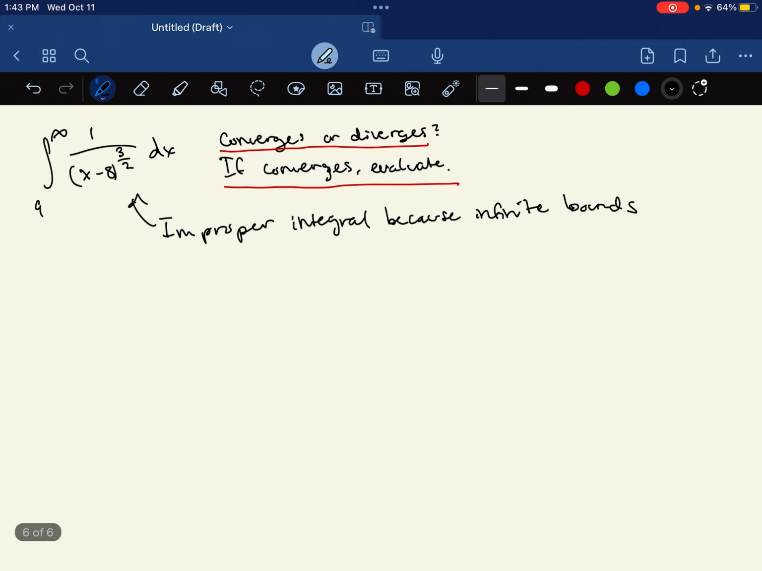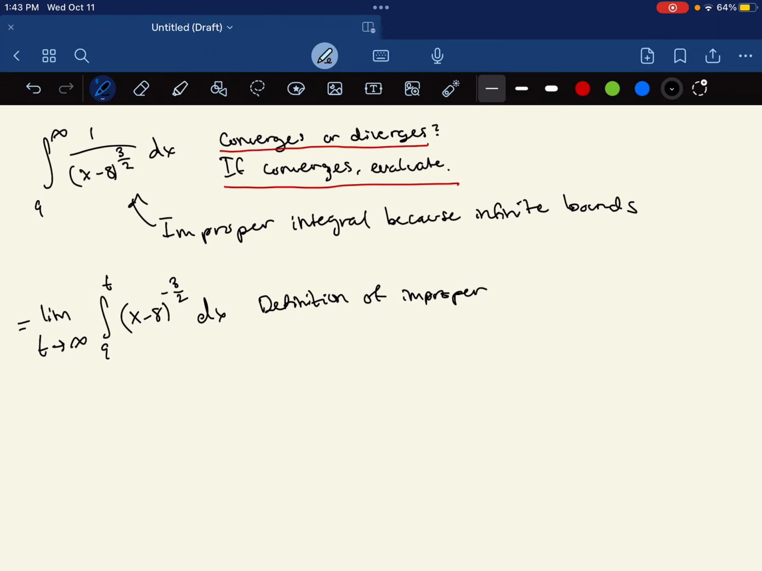Then, here, let's rewrite this, first using the definition, 9 to t, and then we'll just move the x minus 8 to the numerator. Okay, this is using our definition of improper integral.